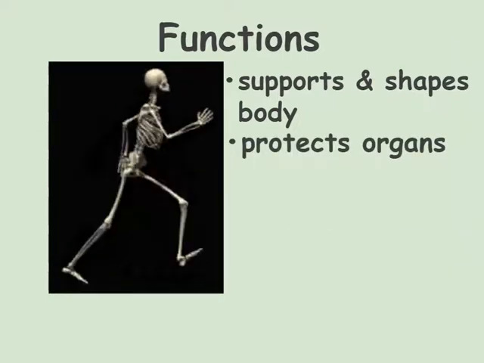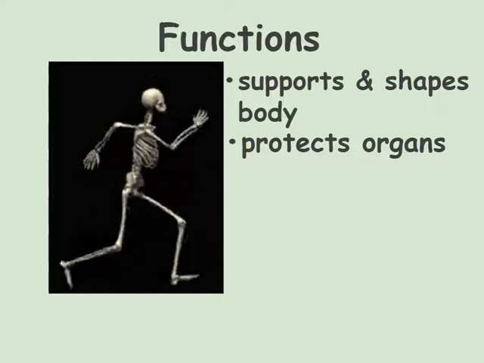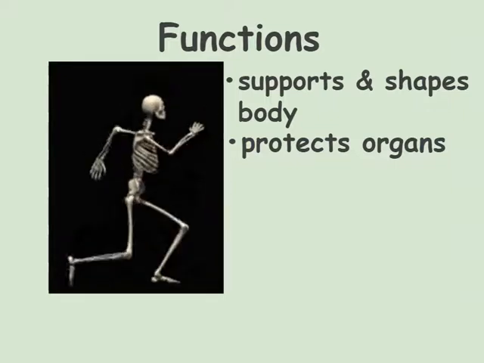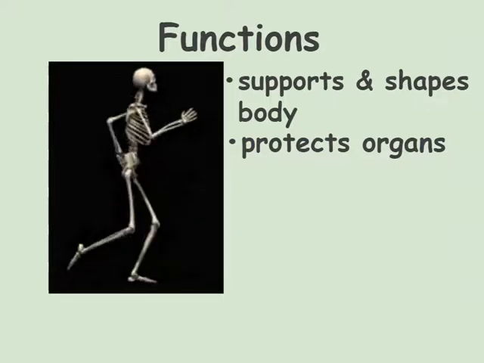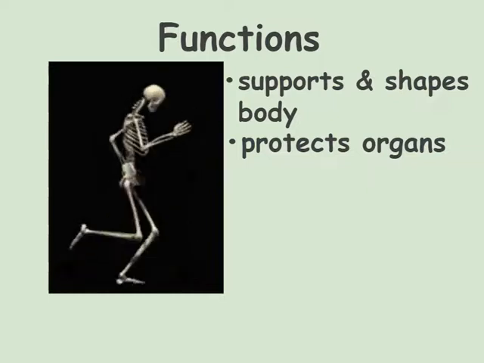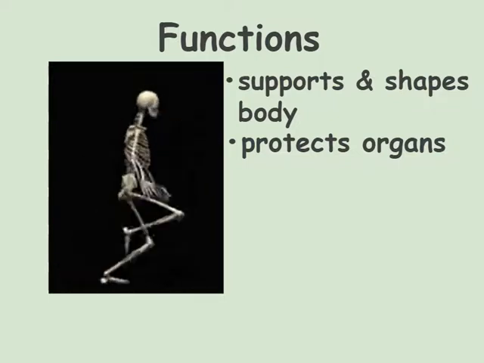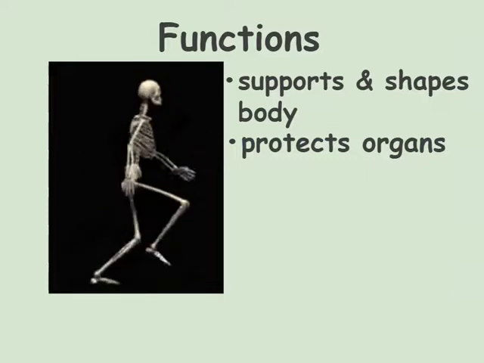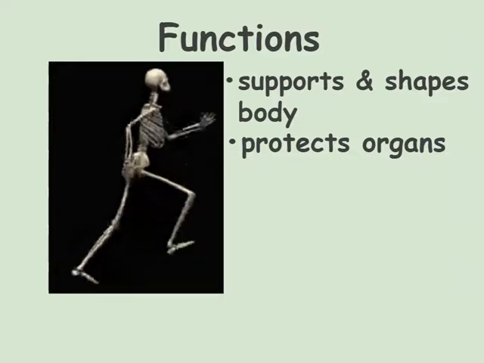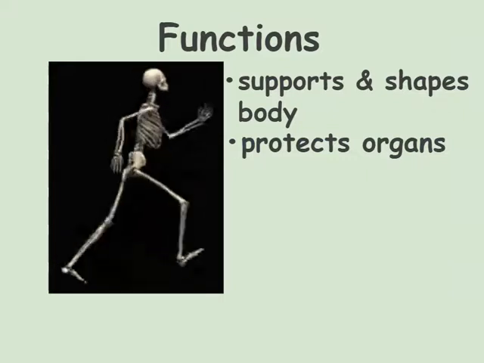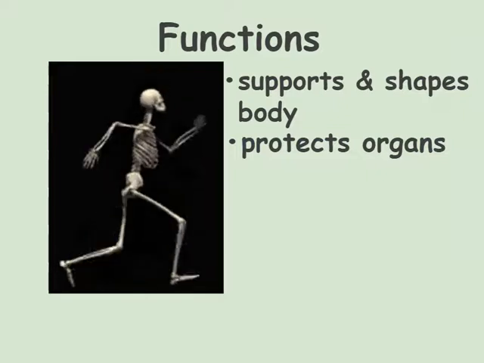Protecting organs, like our built-in helmet, the cranium is protecting our brain. Our vertebral column, our backbones, are protecting our spinal cord. Our ribs protecting our heart and our lungs. Our sternum also involved in that. So those vital organs, if you had a serious injury and they were outside of the bones, you could die. Those bones are helping you because they're protecting those vital organs.